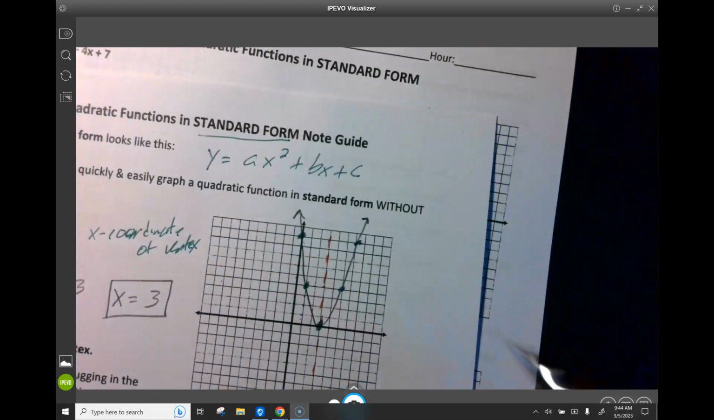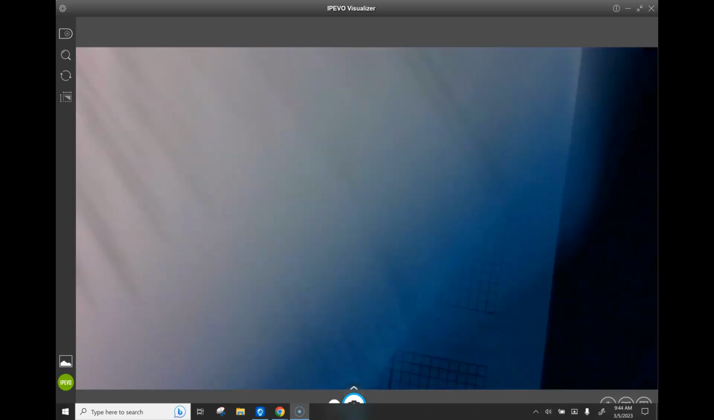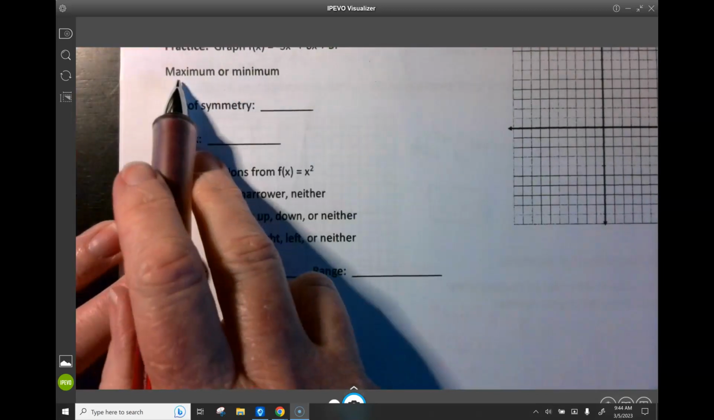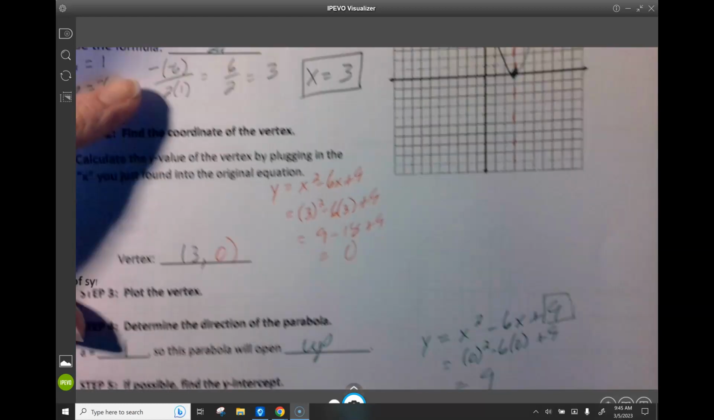Oh, I'm so sorry. I forgot to tell you that we were on page 23. Hopefully you figured that out. Okay, so now we're going to practice another one. And we're also going to talk about max and mins. And I know we talked about this before, but I want to look at this.